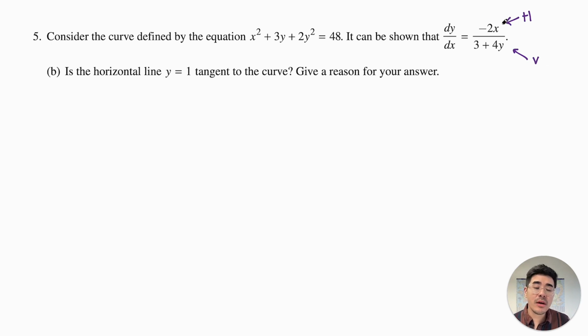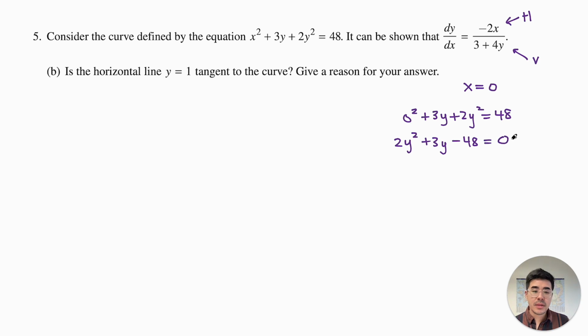When do we get a horizontal tangent line? Well, we get a horizontal tangent line here when x is equal to 0. And if that's true, we would want to plug 0 back into our original equation. When we plug in 0 there, we get 0 squared plus 3y plus 2y squared is equal to 48. So then this becomes a quadratic equation that we'd have to solve. So it becomes 2y squared plus 3y minus 48.